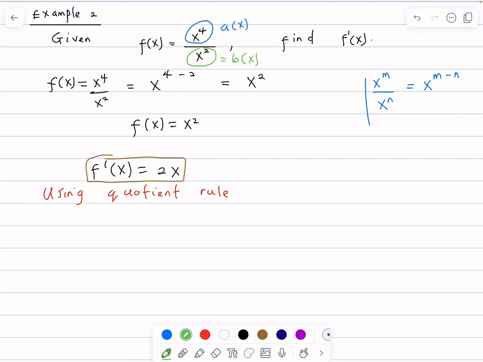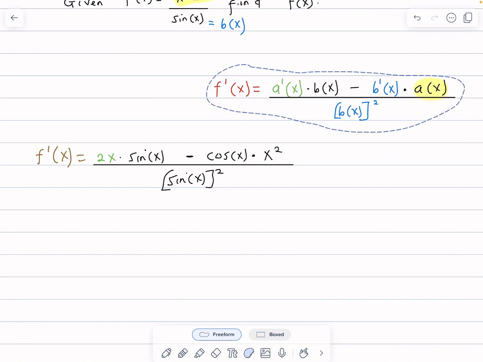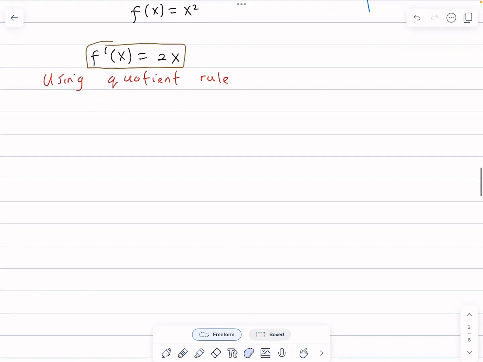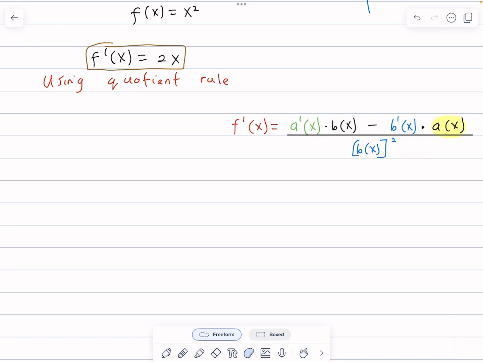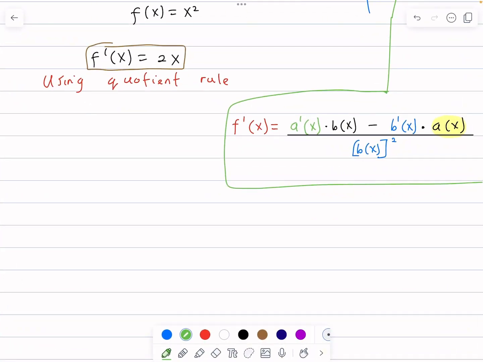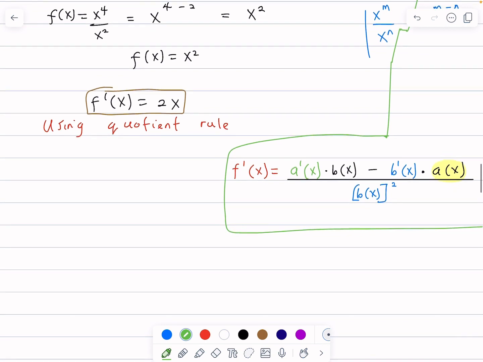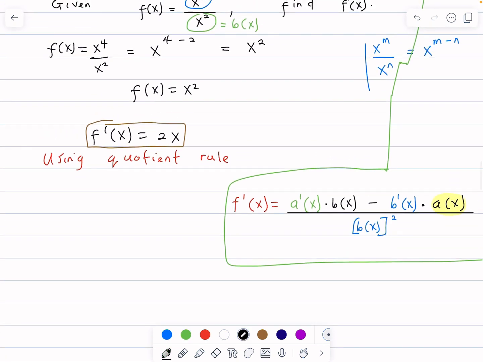Okay. So using the quotient rule, I'm just going to copy this quotient rule and put it by the side, and then we can just follow it. You take the derivative of the numerator first, right? So let me write the problem. F of x equals x to the power of 4 divided by x squared, right?